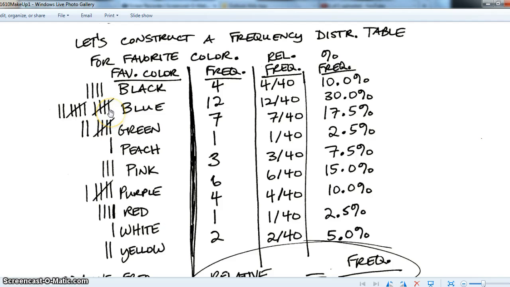So I just went through them and for each one of them tallied them up, counted them up, and then got the frequency. You should add up these frequencies, check to make sure that you really do get a total of the 40 students.